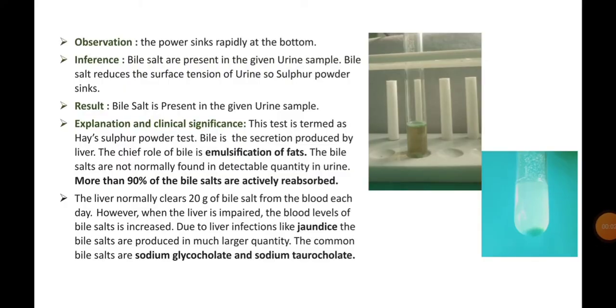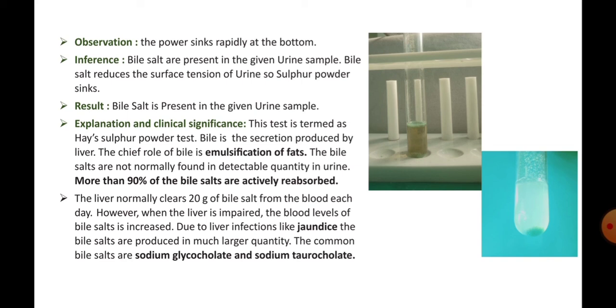So now, as you have seen the observation of the test as well, where we saw that the powder sinks rapidly at the bottom, this indicates that bile salt is present in the given urine sample. Now bile salt actually reduces the surface tension of the urine, because of which after adding the sulfur powder, it will sink at the bottom. And this test is termed as Hay's sulfur powder test.